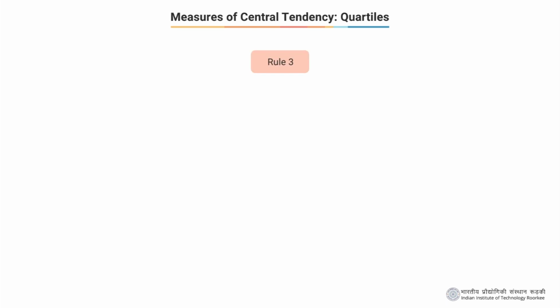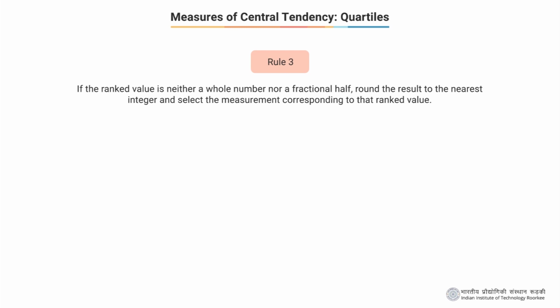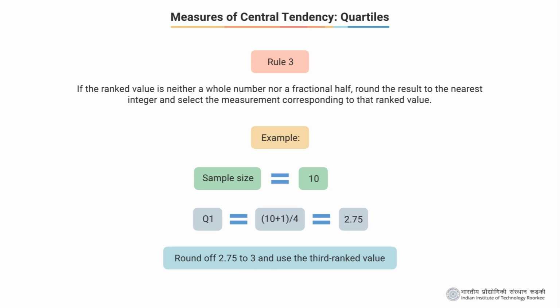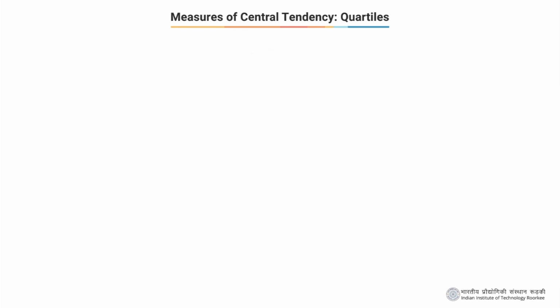Rule number 3. If the rank value is neither a whole number nor a fractional half, round the result to the nearest integer and select the measurement corresponding to that rank value. For example, if the sample size n is equal to 10, the first quartile Q1 is at (10 plus 1) divided by 4, that is 2.75 rank value. Now we will round off this 2.75 to 3 and use the third rank value, that is the closest integer to 2.75, which is 3. Consider the following example, which involves our earlier time to get ready values.